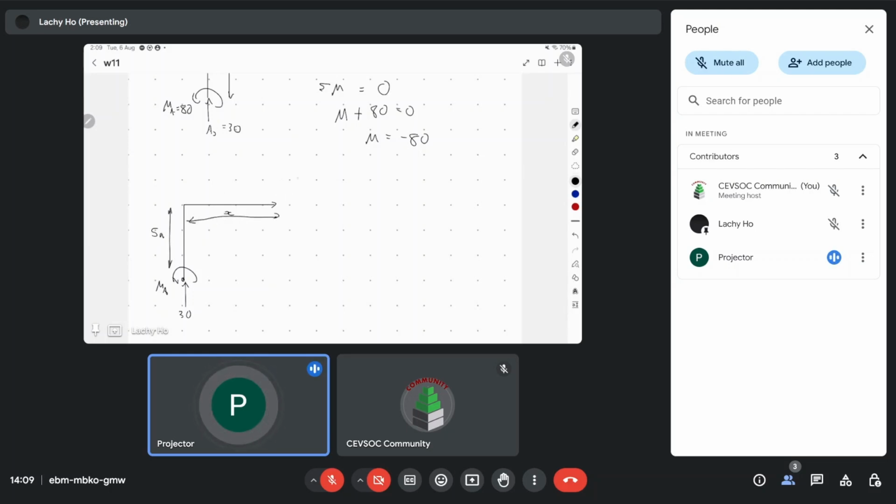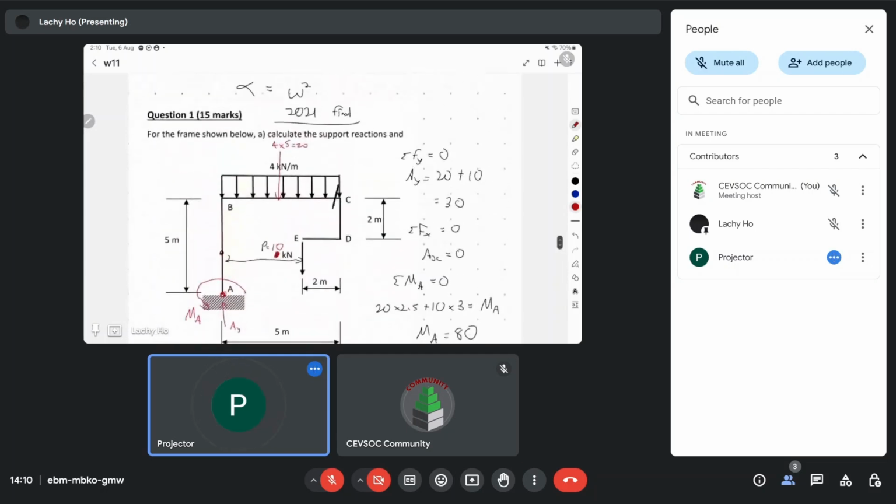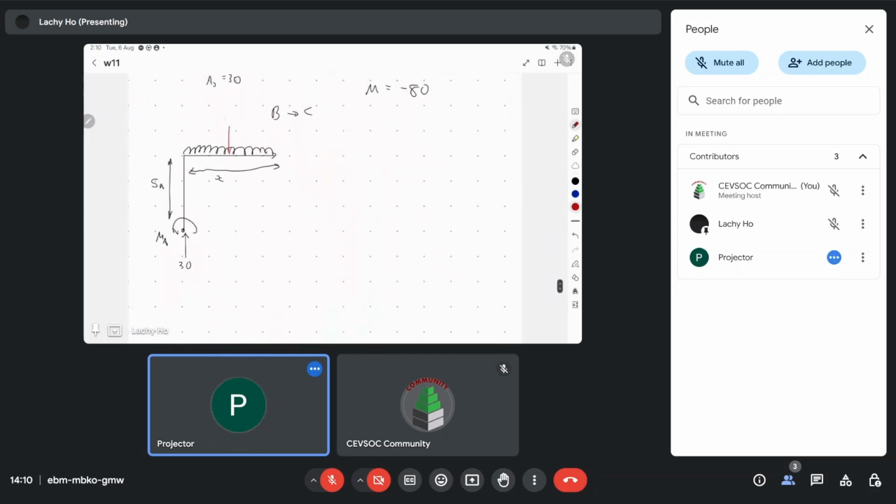For some value of X, where this is B to C, and along the top we have this UDL. We can represent this UDL as equal to a point load, which is 4 times its distance, so 4 times X, and this point occurs X on 2 away.